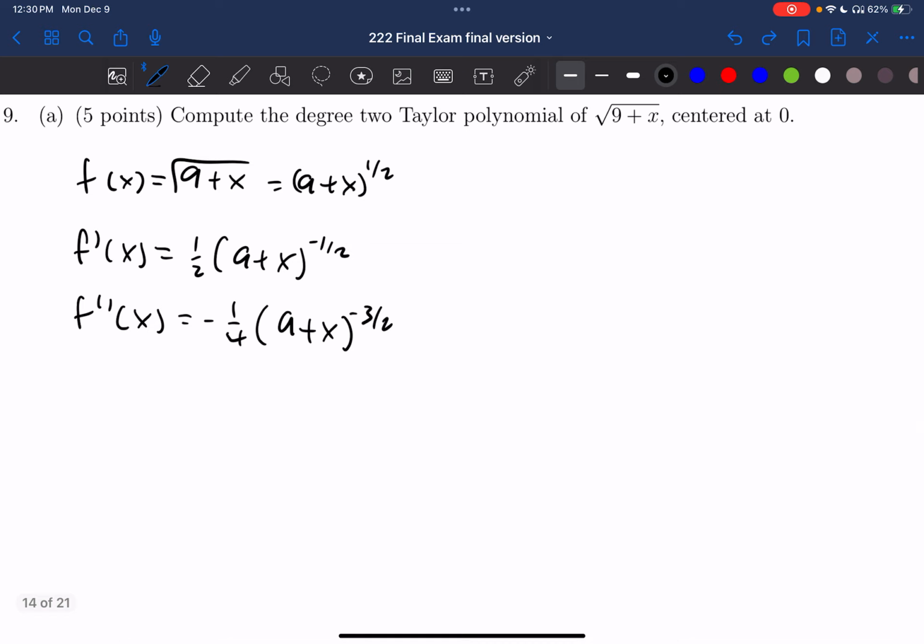Because it's only second degree, we don't have to keep going on. If we differentiate this again, it'll be quite complicated, and I don't really feel like doing it. So let's just stop here. Centered at 0, f of 0 will be equal to the square root of 9, which is 3. F prime of 0 will be equal to 1 divided by 2 times 3, which is going to be 1 divided by 6.